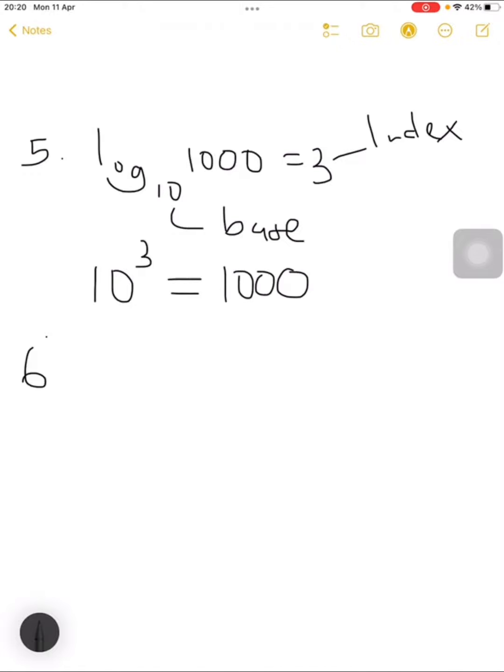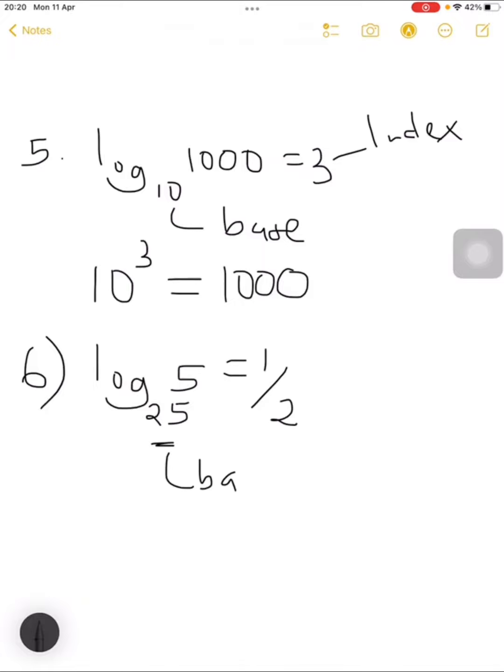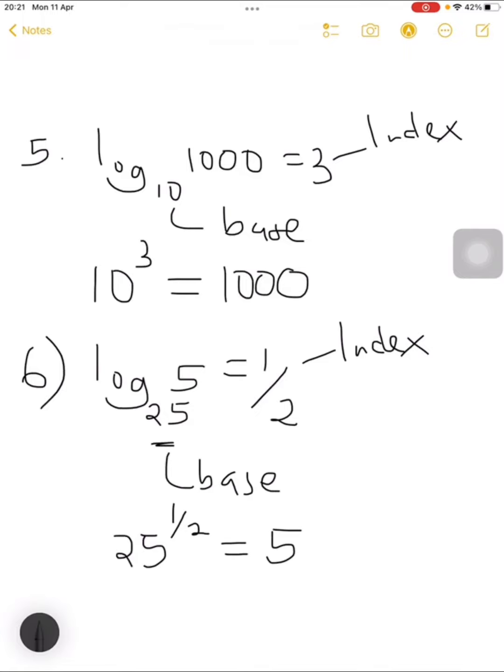Example number 6, we have log 5 base 25 is equal to half. So this is still your base, and this is your index. So you will have 25 power half is equal to 5. And you can also confirm, is 10 power 3 the same as 1000, to know whether you are correct or not. You say, yeah, it's true. 25 power half is equal to 5.